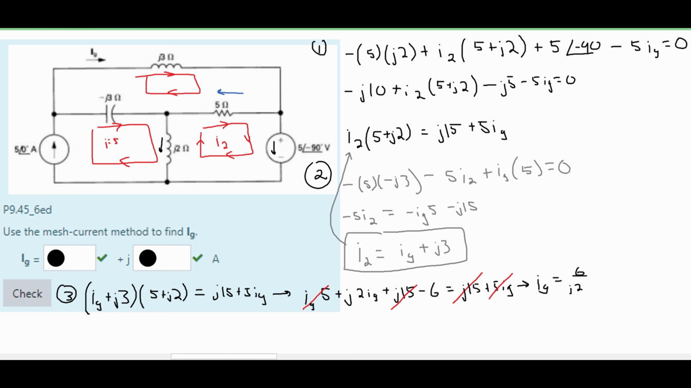So we can write that our I of G is equal to a negative J times 3, and we don't have any V max. So our V max will be 0. That means the first part right here is 0, and the second part will be our negative 3 amps. And that's how you would go about solving this problem.